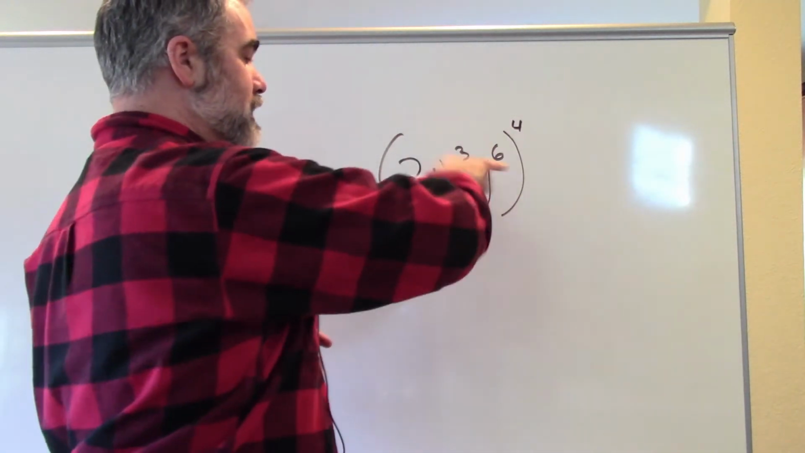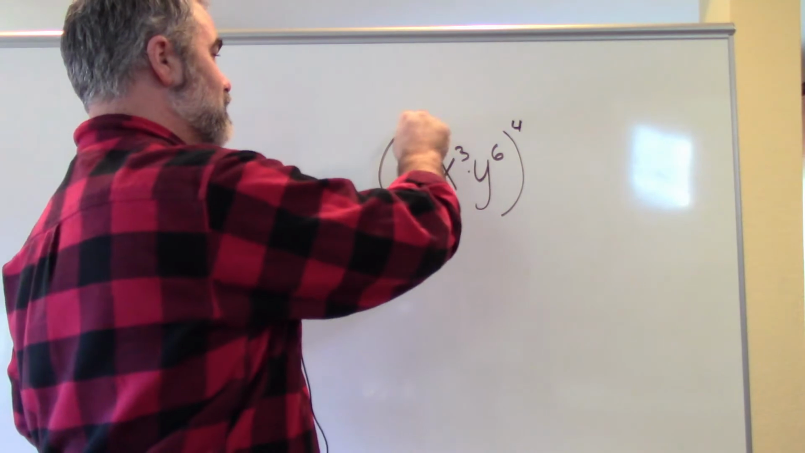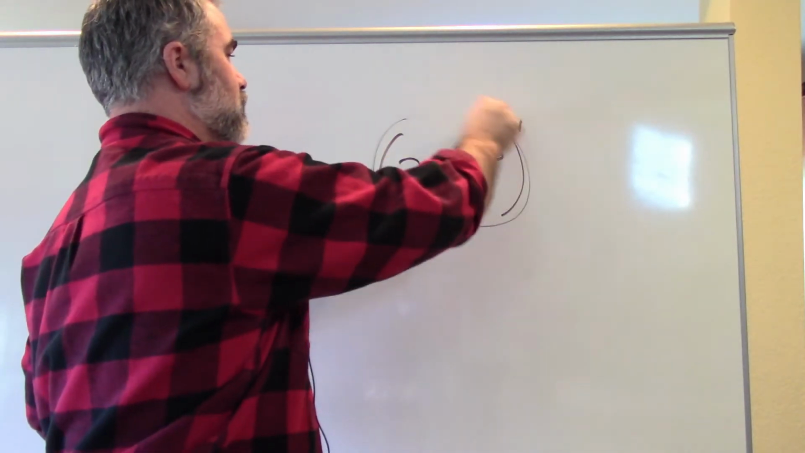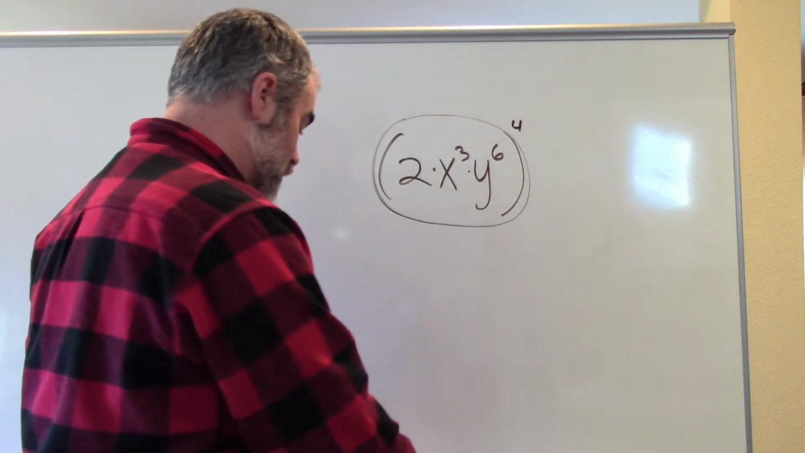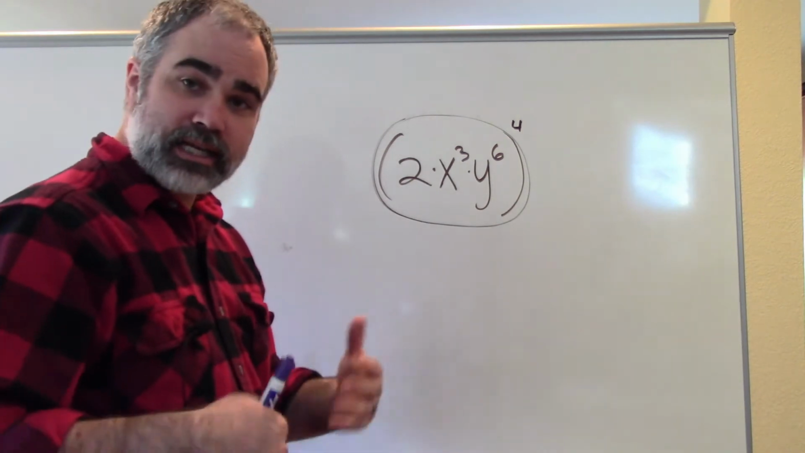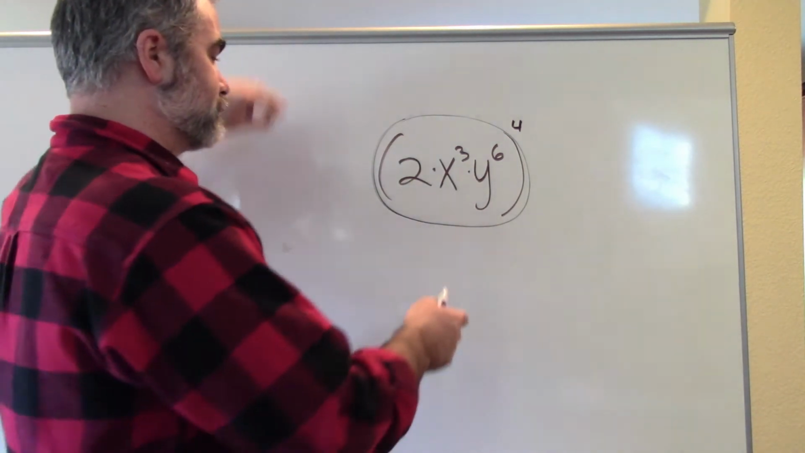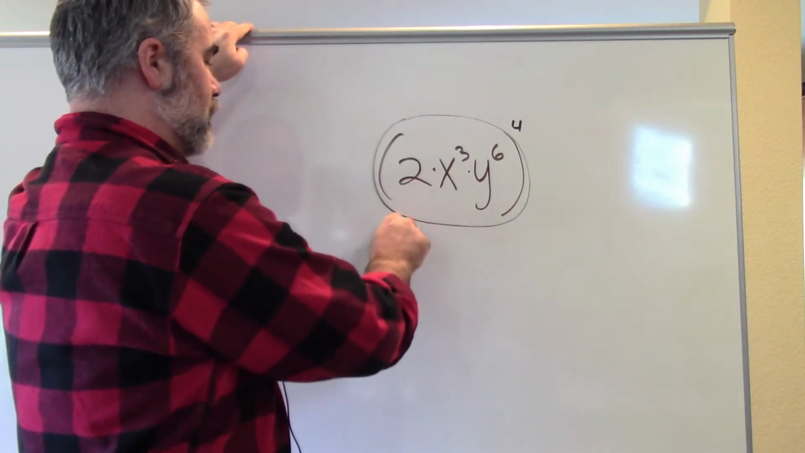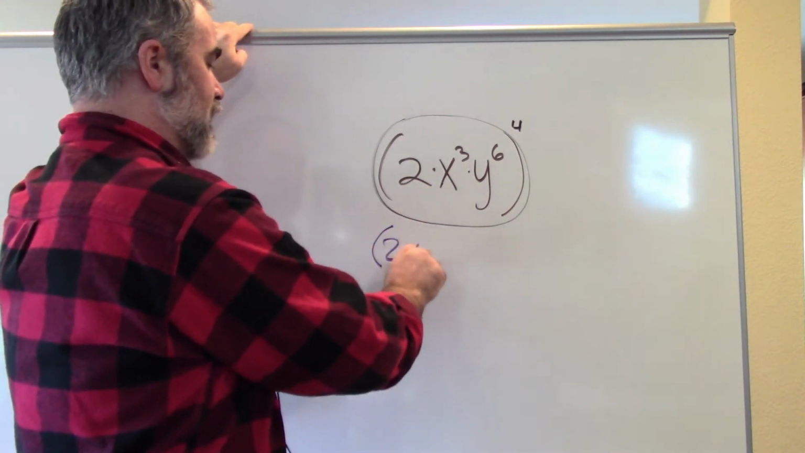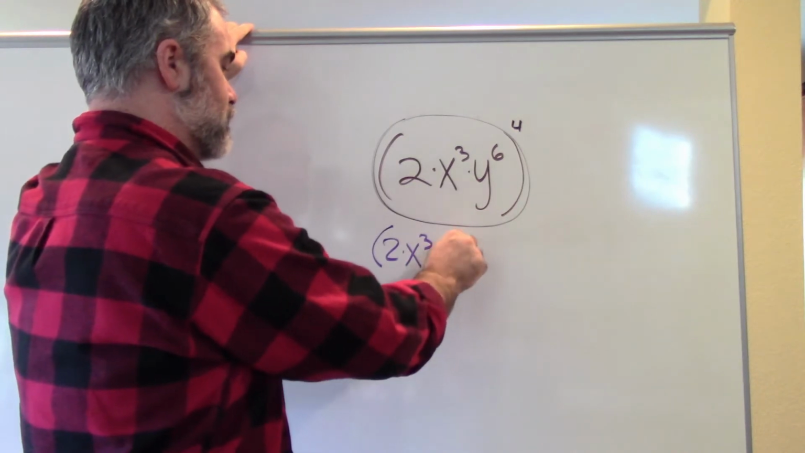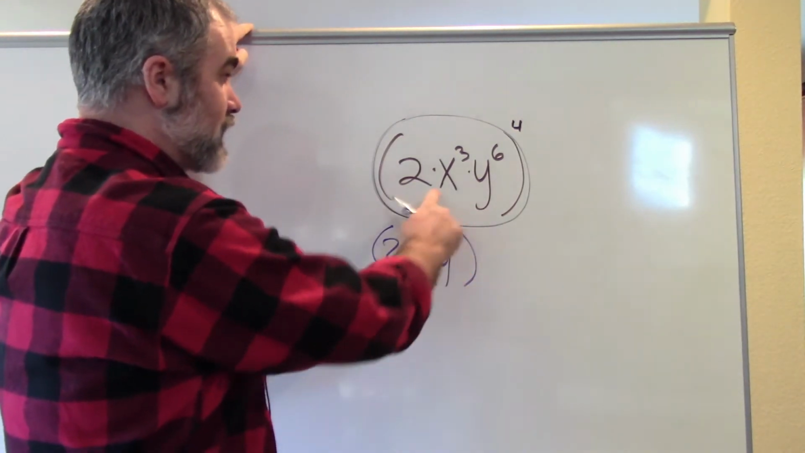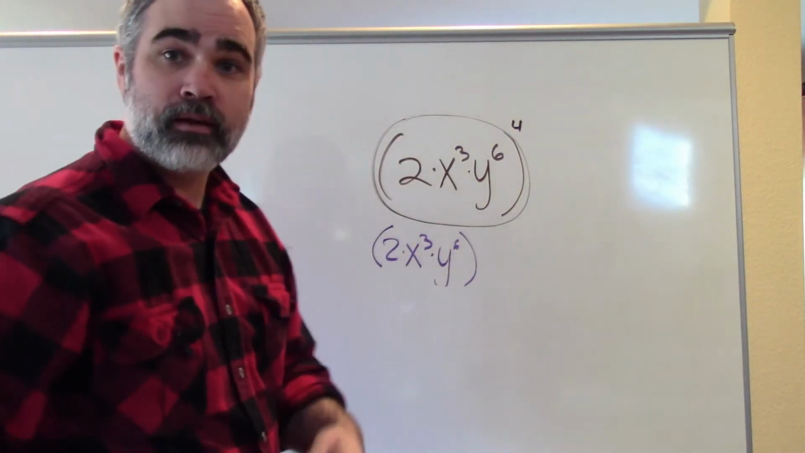So this 4, again, doesn't distribute. What it's saying is this entire thing is being multiplied by itself 4 times. I want you to write that out. It takes an extra 4 seconds or something to do that, but it's going to keep you from making a lot of errors. Okay? So what I've got here is 2 times x to the third times y to the 6th. And I'm going to write this whole thing, because that's what's to the 4th power, I'm going to write that 4 times.